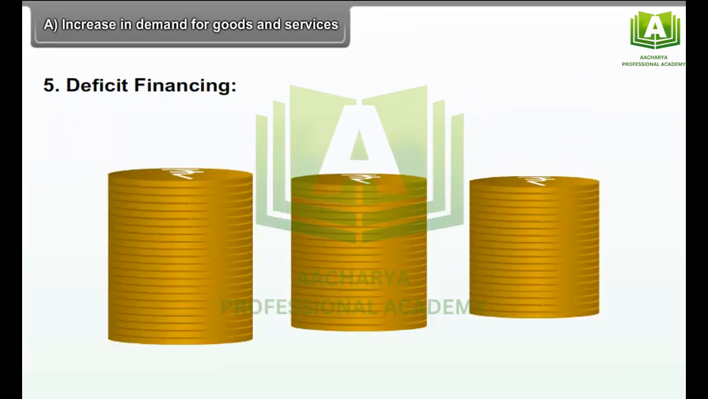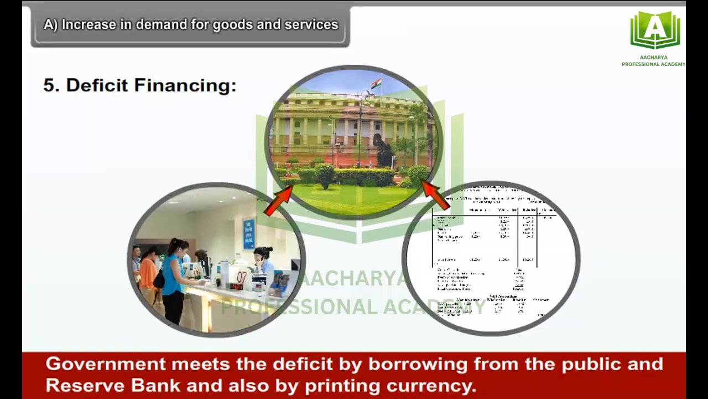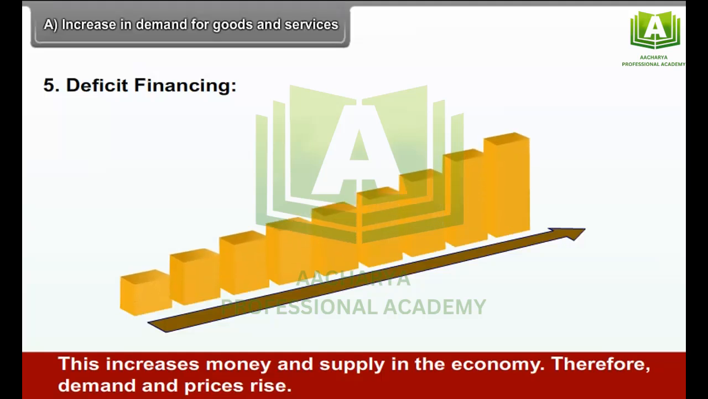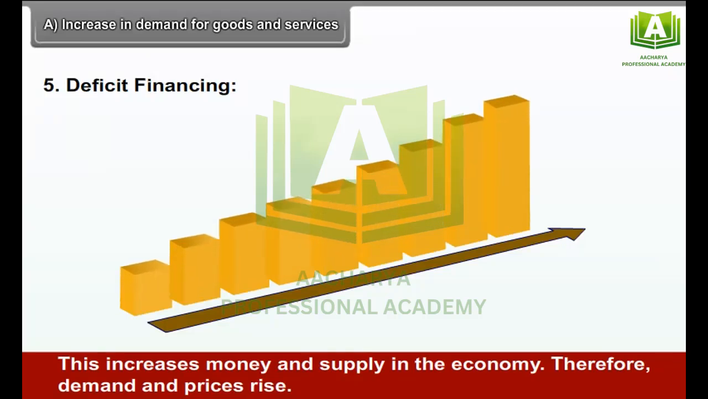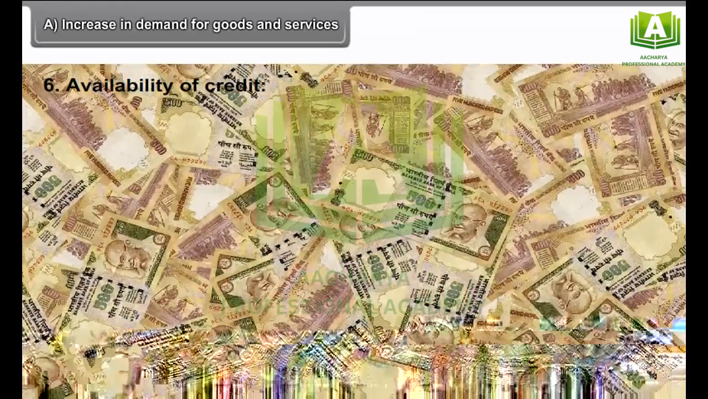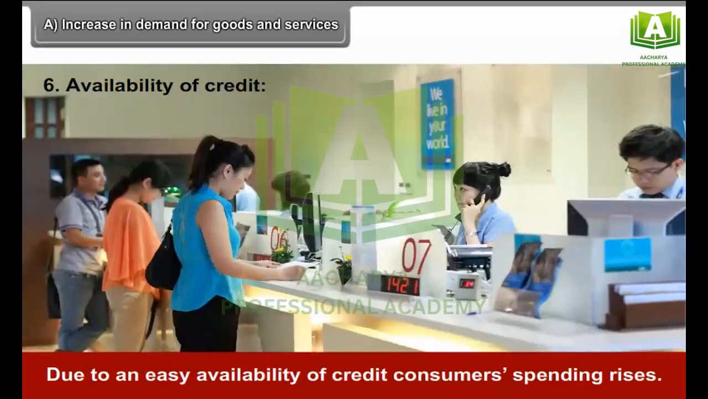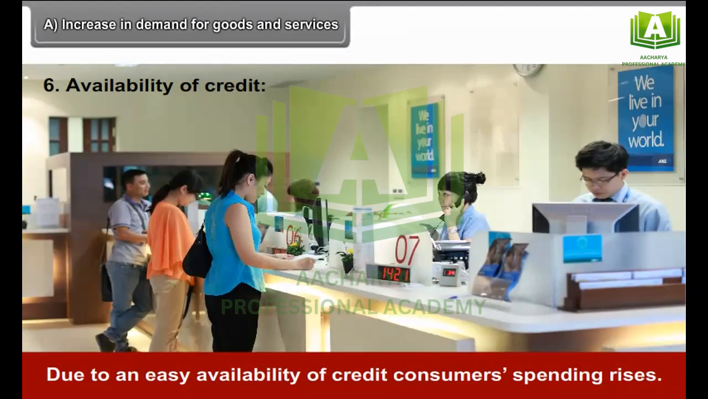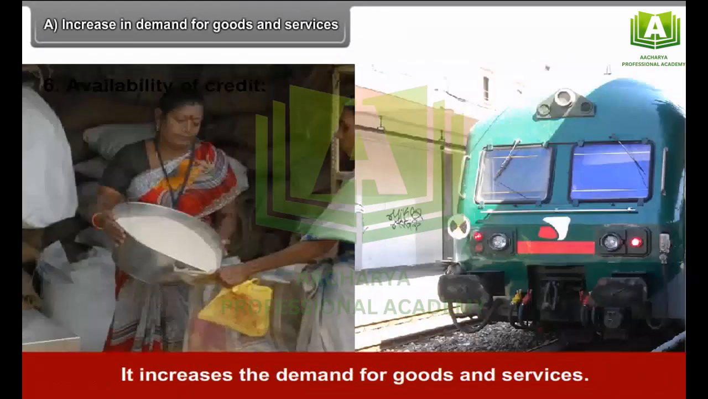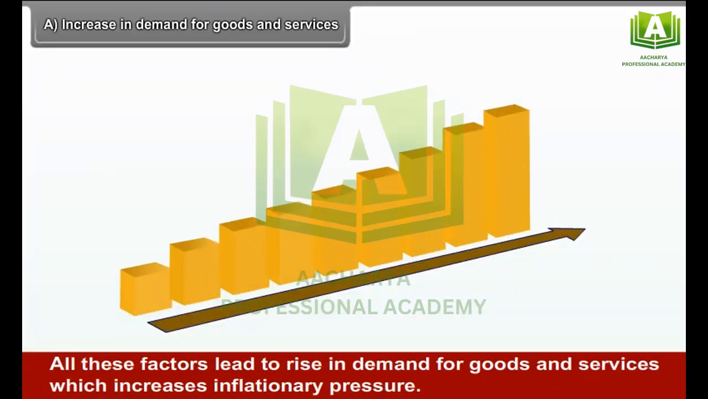5. Deficit financing. Government meets the deficit by borrowing from the public and reserve banks, and also by printing currency. This increases money supply in the economy. Therefore, demand and prices rise. 6. Availability of credit. Due to an easy availability of credit, consumer spending rises. It increases the demand for goods and services. All these factors lead to rise in demand for goods and services, which increases inflationary pressure.